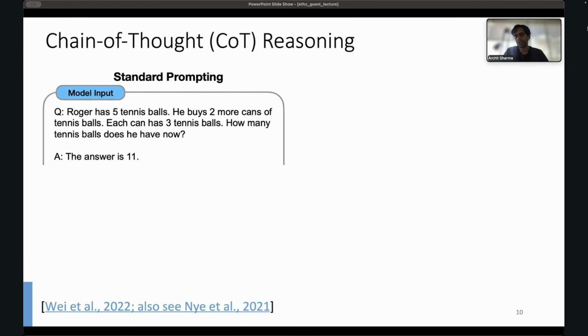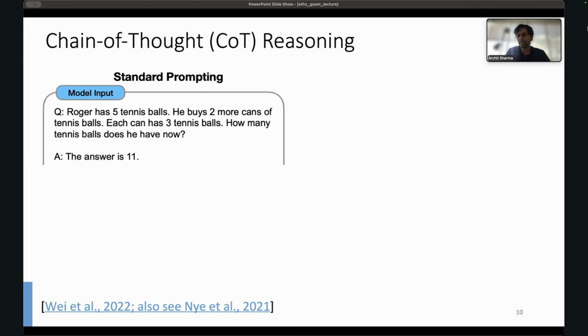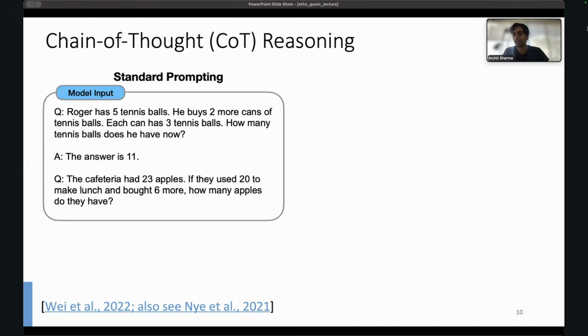There's this idea which came up in large language models, which is you can allow the model to have some kind of chain of thought-based reasoning before it answers. One of the cool things about large language models is you can typically prompt them so that they start following instructions much better. For example, with standard prompting, the model is shown how to solve a very trivial math problem. Roger has 5 tennis balls, he buys 2 more cans, and so on. How many balls does he have now? The answer is 11.